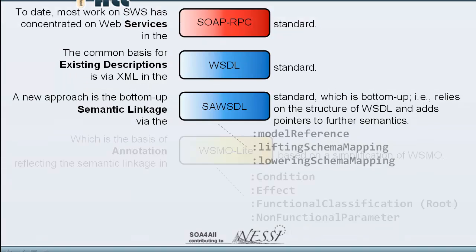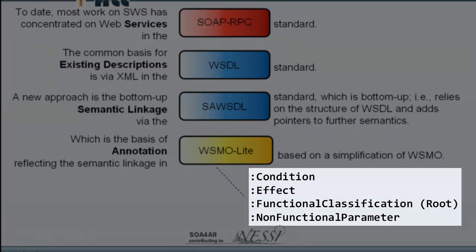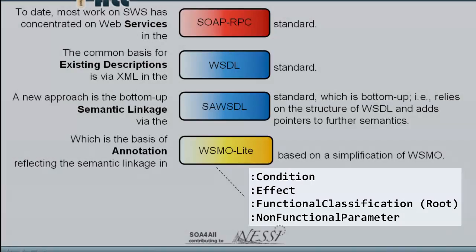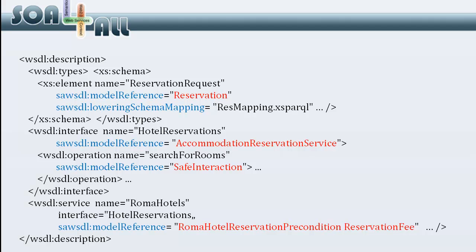Those annotations are defined in terms of WSMO-Lite, which is based on a simplification of WSMO and provides means such as condition, effect, functional classification root, and non-functional parameter. Here we can see a WSDL-described reservation service that uses SAWSDL constructs in blue to semantically annotate the service with WSMO-Lite concepts in red.